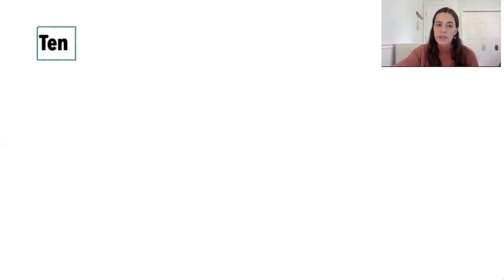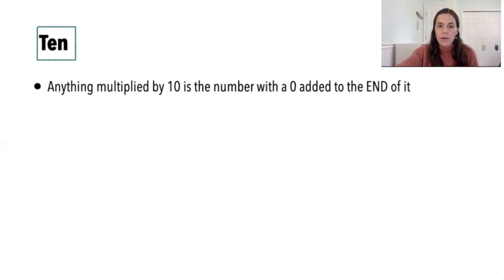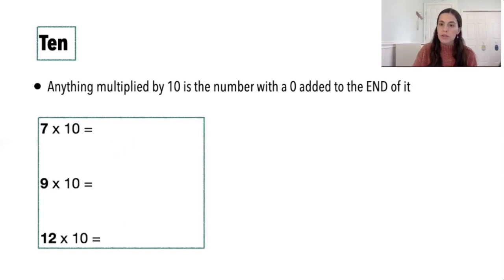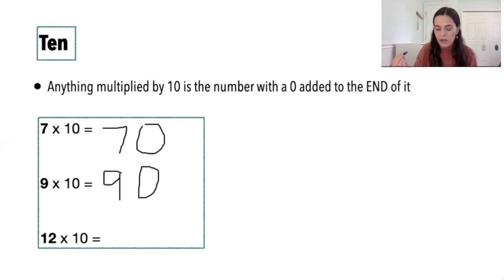Next we have the tens. So anything multiplied by 10 is the number with 0 added to the end of it. So these ones are pretty easy and fun. Our number in this case would be 7, and all you would do is add a 0 to it. And then the next one, our number's 9, and then you add a 0 to it, so 90. And then 12 times 10, do the same thing. You just write 12, and then you add a 0 to it.